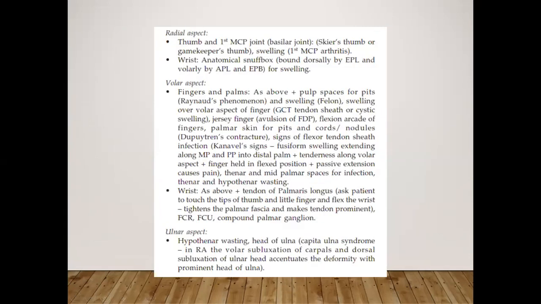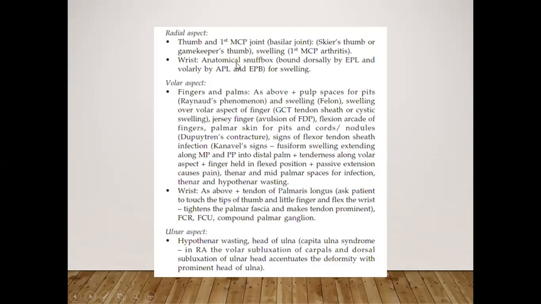See whether there's any wasting in the first web space, wasting of the interossei, and see if there is any carpal bossing. Now in the radial aspect, always see whether the patient has any swelling, because he can have something called a gamekeeper's thumb, which is an injury to the ulnar collateral ligament.